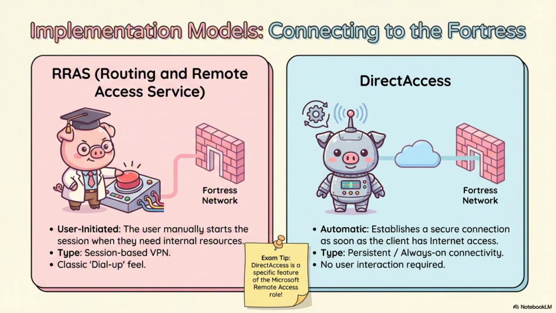VPN servers may use one or two network interface cards. When two NICs are used, one connects to the Internet and is publicly reachable, while the other connects to the internal private network. This design allows the VPN server to act as a secure gateway, ensuring that all incoming traffic is inspected before it reaches internal systems, leaving the wolf pacing helplessly outside.